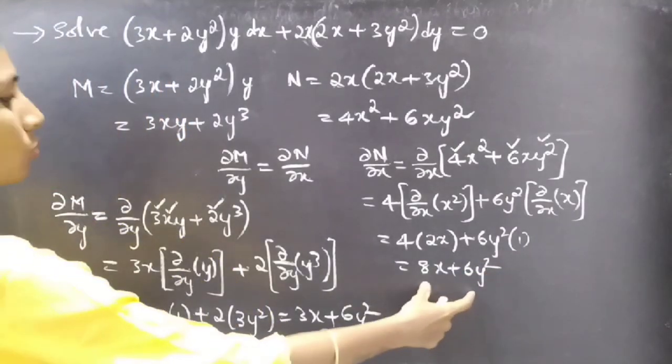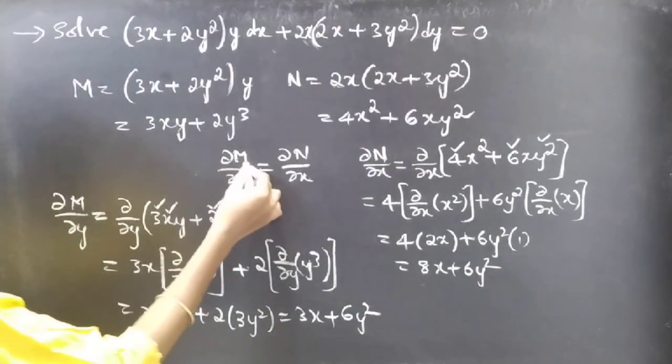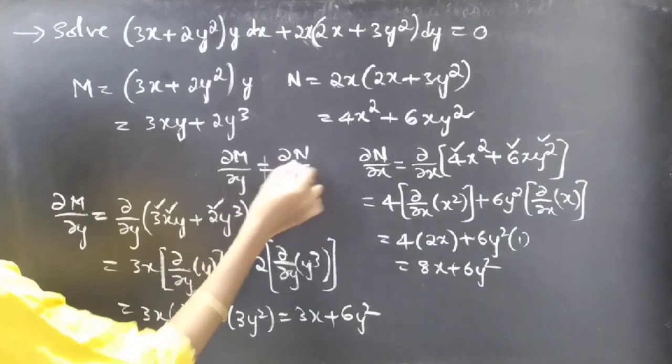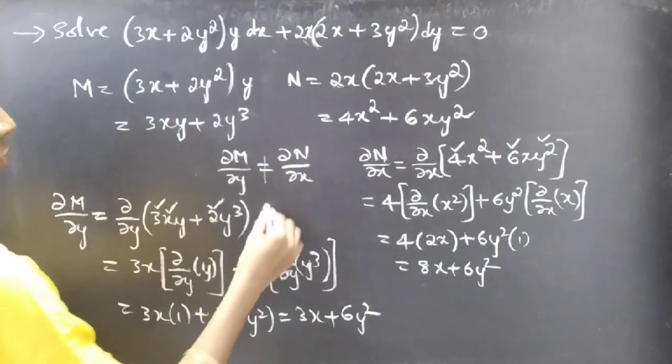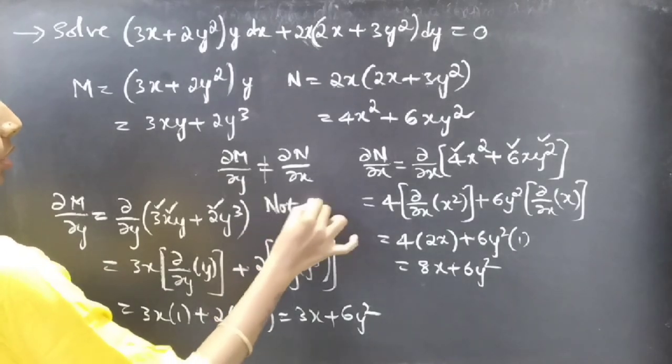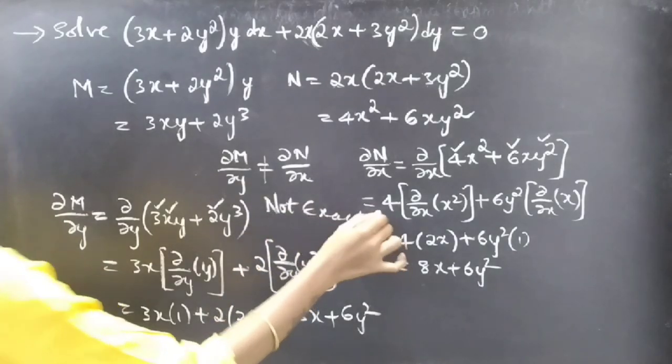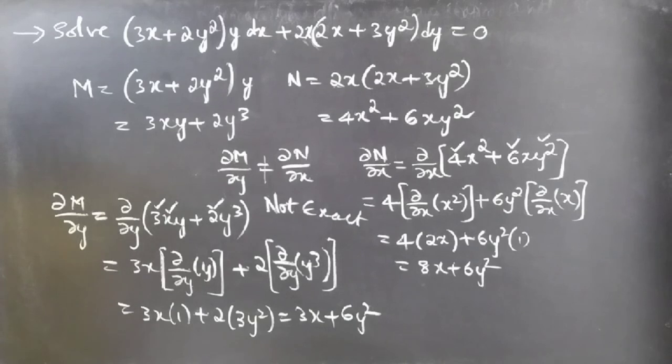So by observing these two, we can say that partial derivative of M with respect to y is not equal to partial derivative of N with respect to x. So the given differential equation is not exact. Okay, fine. Now coming to the problem.